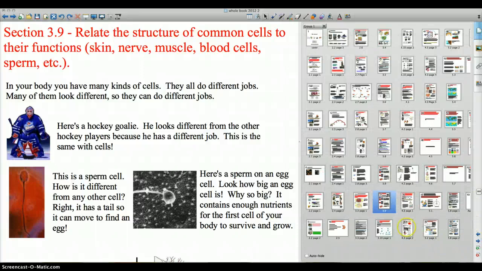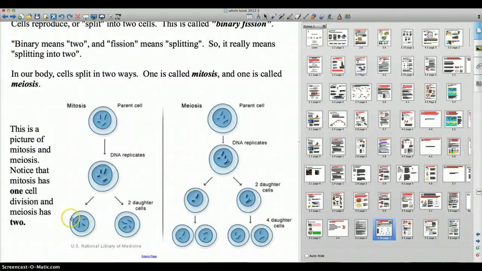Okay, there's another one. Mitosis and meiosis. Understand them. Know that mitosis is copy split, meiosis is copy split split, and know the details behind them.